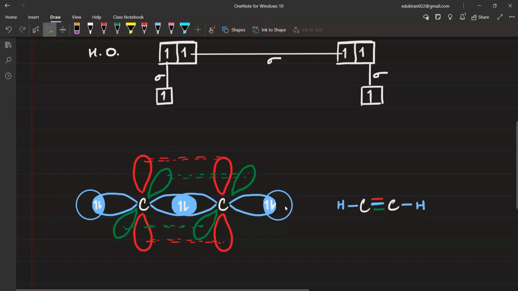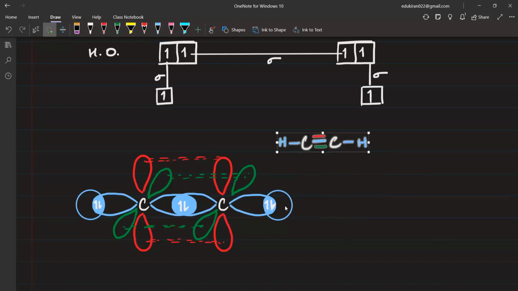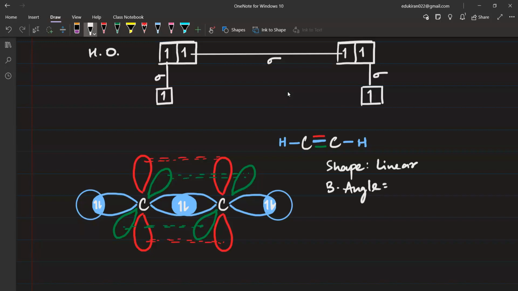All of you got this? Yes or no? Please tell me. The ethyne molecule. Okay. Now please write here the shape is linear, and then bond angle 180 degree.